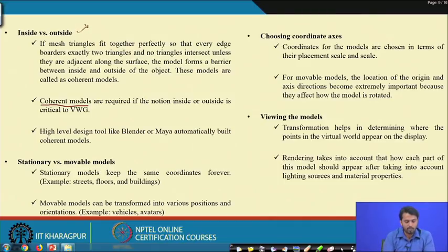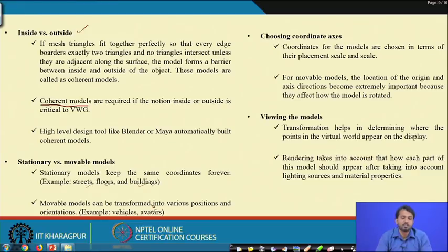Then if you are considering stationary or movable models, stationary models keep the same coordinates; the coordinates will not vary, they stay intact. Similarly, movable models can be transformed into various positions and orientations. Some examples of stationary models are streets, floors and buildings. Some movable models are vehicles and avatars.